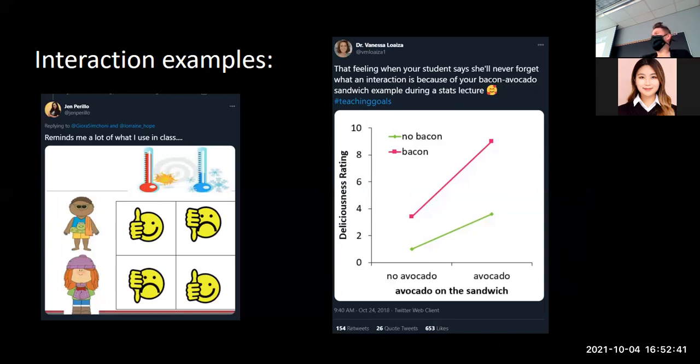So what's the outcome here? Deliciousness rating, how delicious the sandwich is. And what are our predictors? Having avocado and having bacon. Yeah, whether there's avocado or not, and whether there's bacon or not. So what's the strength of the relationship between whether there's avocado on the sandwich and deliciousness? Is that a strong relationship or a weak relationship?